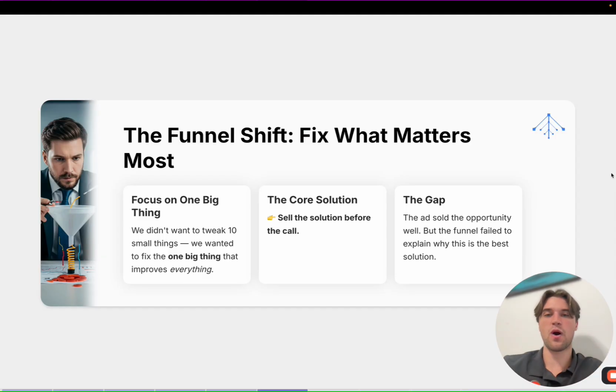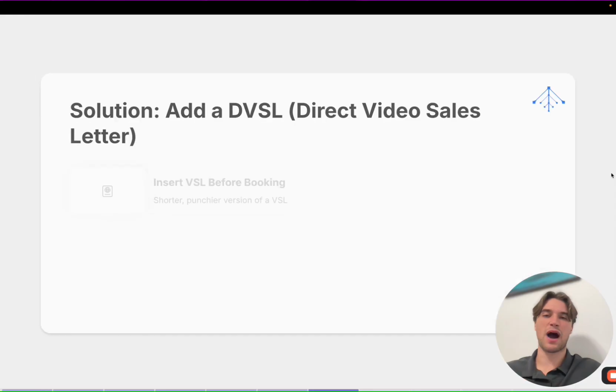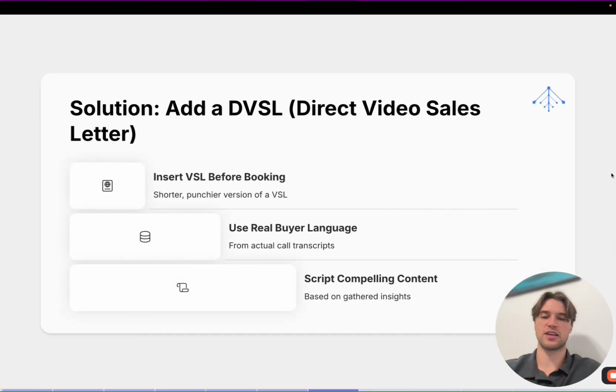So then when they got on the call, they weren't asking like, what do you guys do again? They already knew what we did. They know how the solution works. And now they're just wondering how it will work for them specifically. That's the kind of call we want. That's someone who's in the buyer's mindset and can actually be closed by a salesperson.